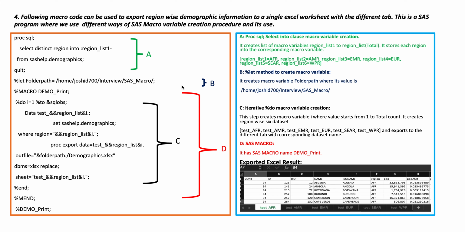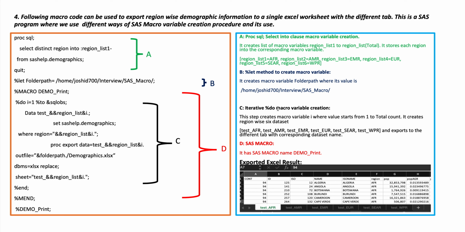Group number 2, that means B. The %LET method to create the macro variable. In this method, it creates a macro variable folder path where its value is /home/the sheet700/interview/SAS_macro. This is the value. Group C.